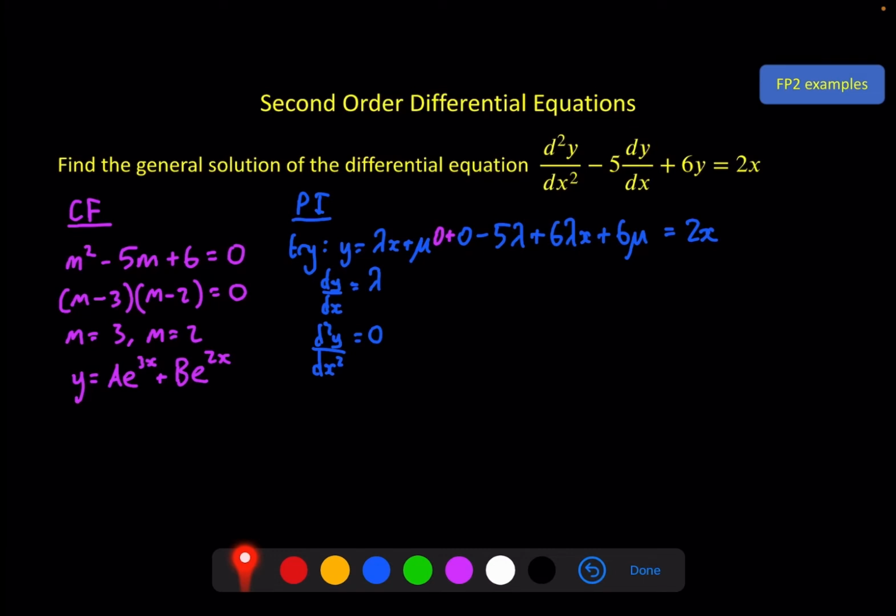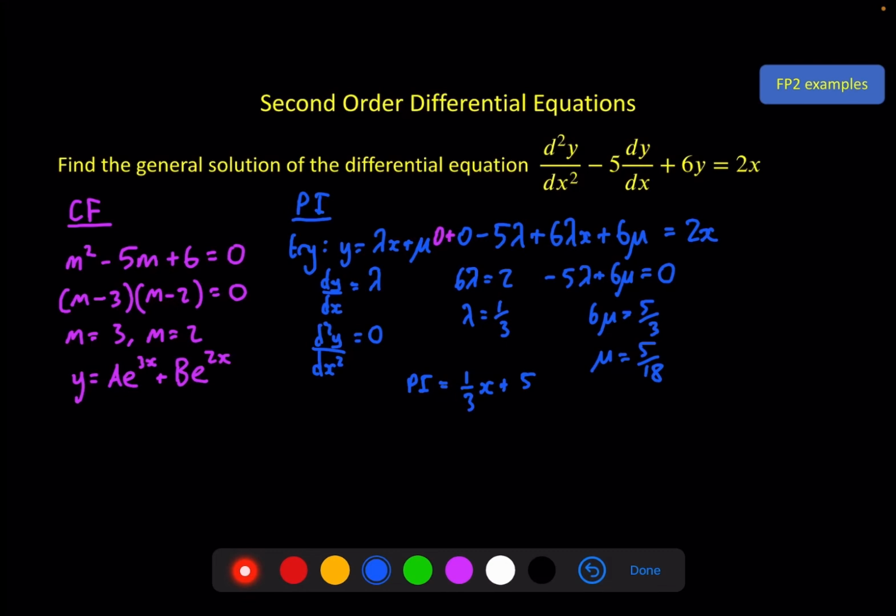Now to find out what lambda and mu are, we need to equate the coefficients. We can see here that we've got 6 lambda x and 2x. So 6 lambda must equal 2 in order for this to work. And then our constants, minus 5 lambda plus 6 mu, have to equal 0 constants on the right hand side. So that's minus 5 lambda plus 6 mu equals 0, and then you solve your simultaneous equations. Fairly easy here, lambda is 1/3, so here 6 mu is equal to 5/3, which makes mu equal to 5/18. So my particular integral is equal to 1/3 x plus 5/18.